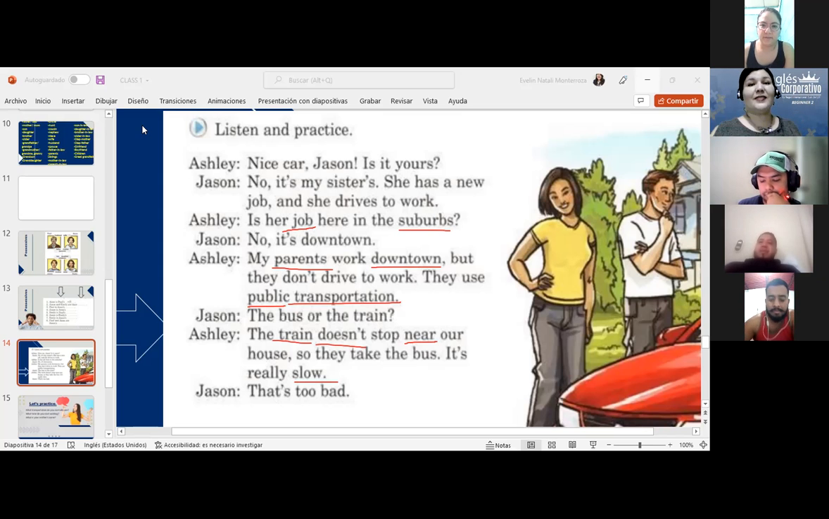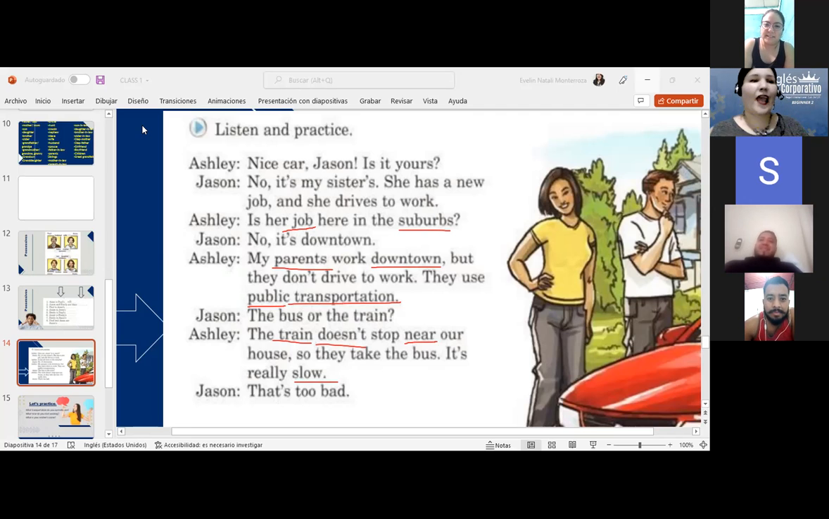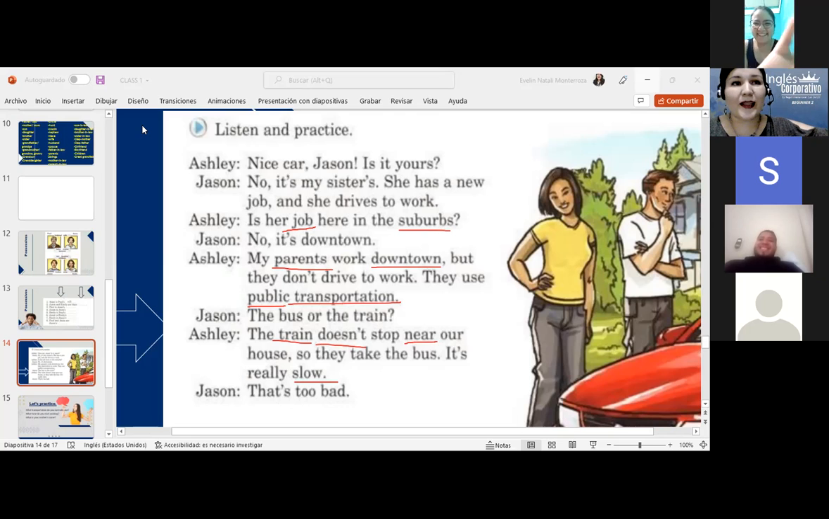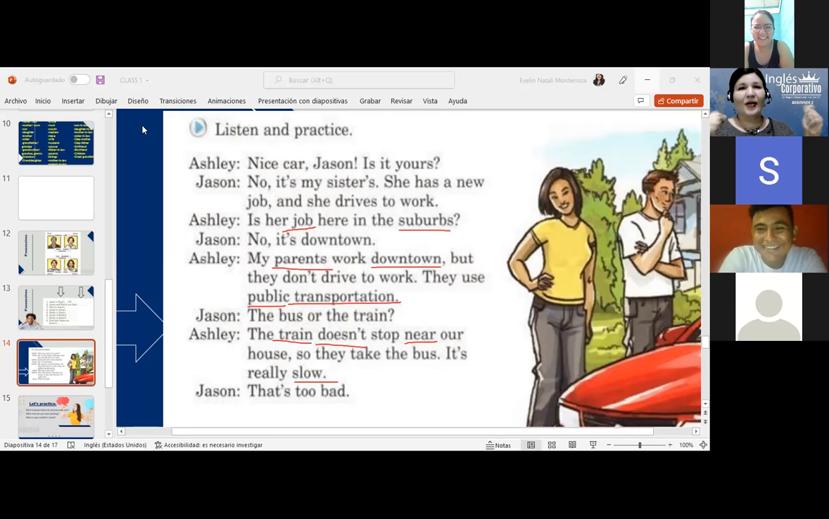One, two, and three. Ladies. Nice car, Jason. Okay. Hey, lady. Solo somos tres mujeres, hombre. Okay, go ahead. What do you say in English, guerra de sexos? We are going to have a sex fight here. Yeah. Okay.